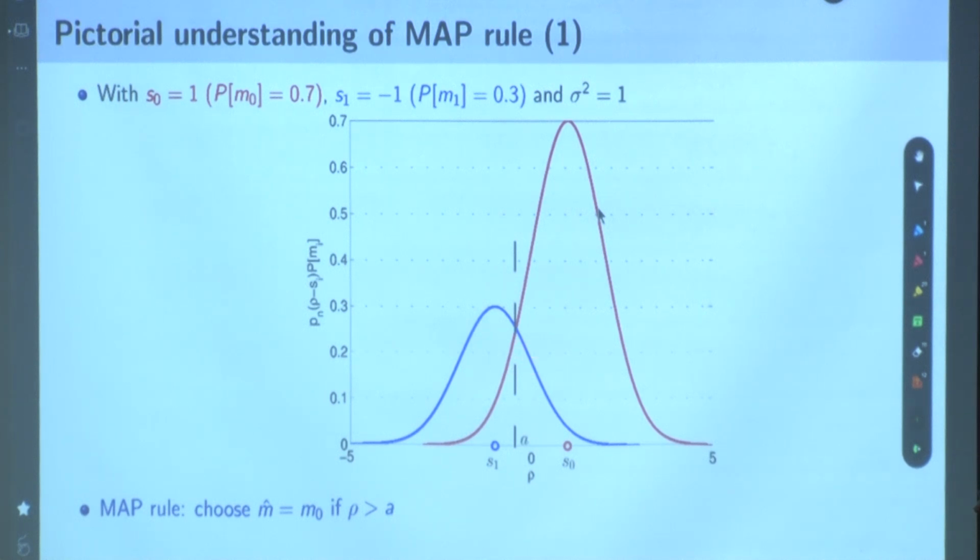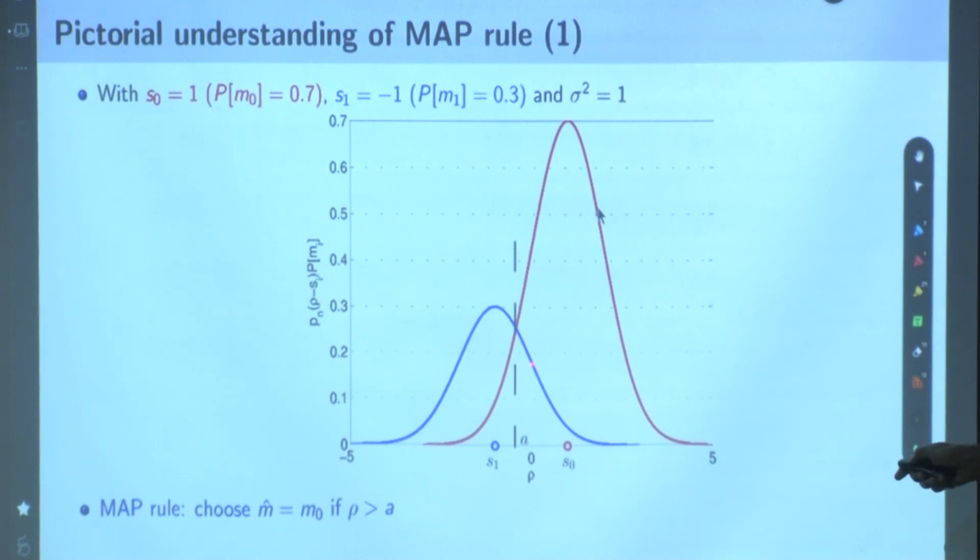So what are we saying here? On this side of the threshold, this blue PDF has a lower value than the red PDF, correct? On the other side of the threshold, the blue PDF has a higher value than the red PDF, correct? And what was the rule? Whenever this probability, rho given S naught into P of M naught, is greater, what will you declare? The estimate of the message will become M naught.